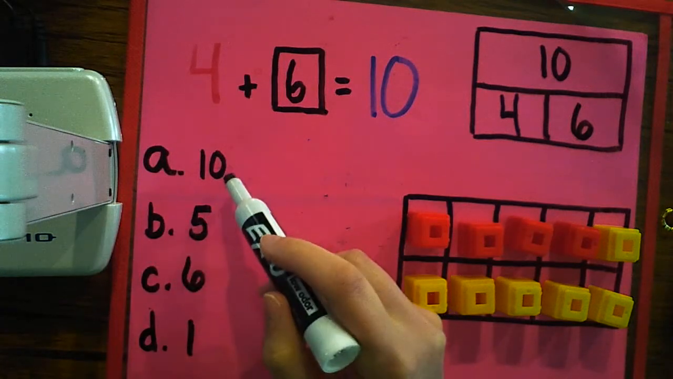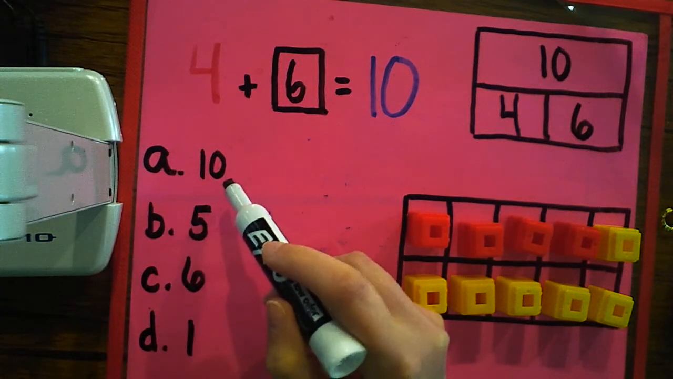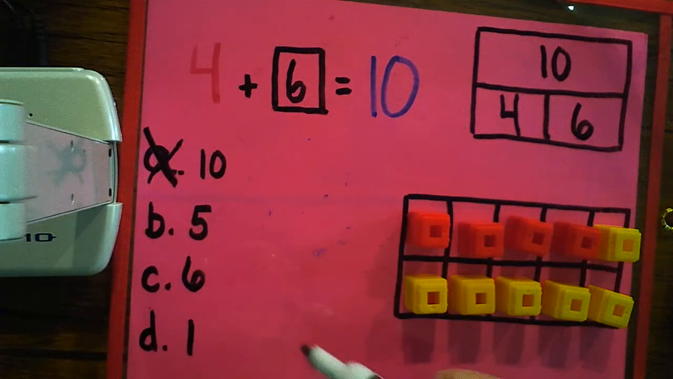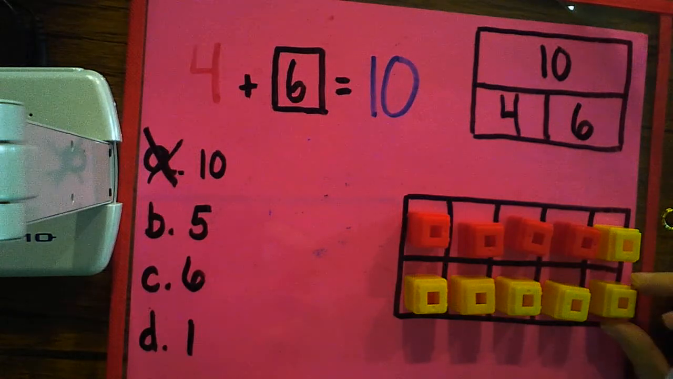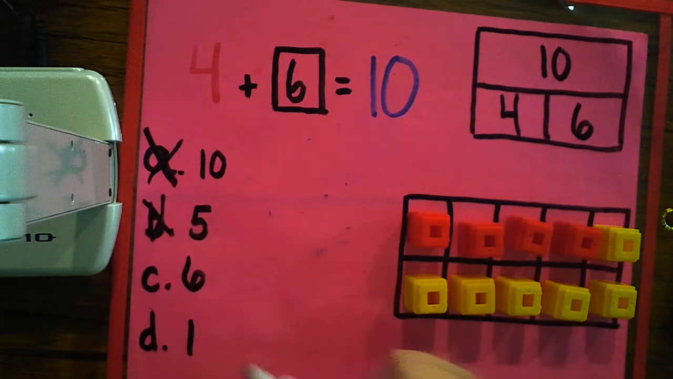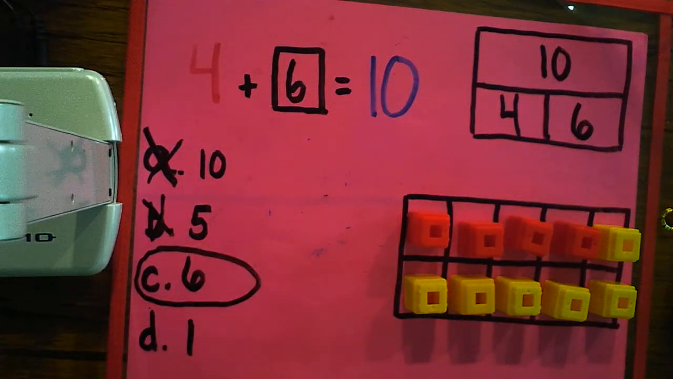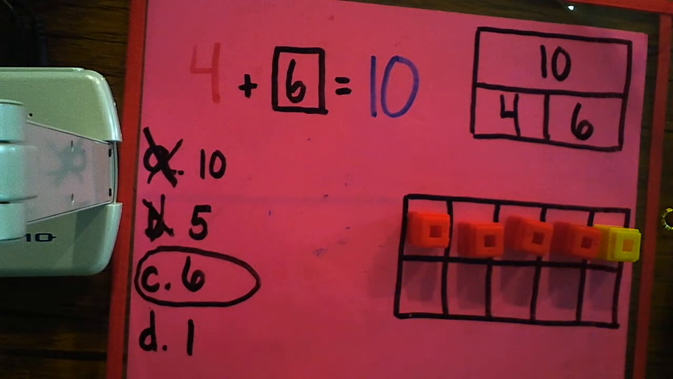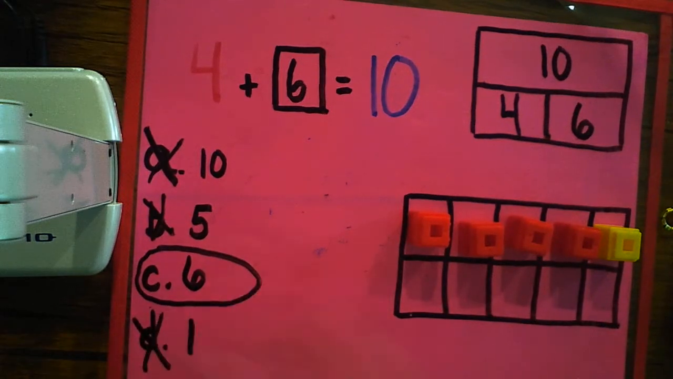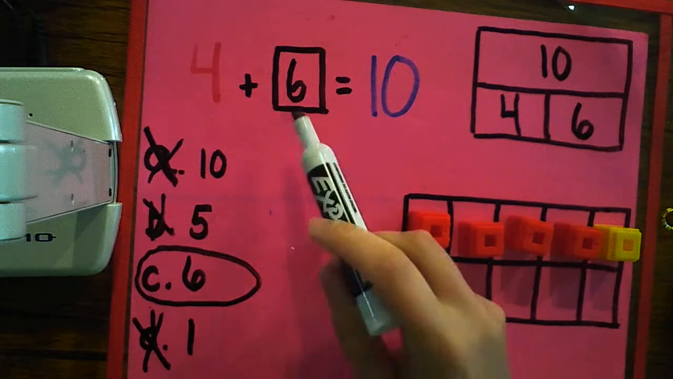So the answer is A, 10? No, that's my whole. Can't be A. B, 5? Well, if I added 5 cubes, I'd only make 9. Nope. C, 6? Yes, ma'am. And D, 1? Well, if I only added 1 cube to the part I know, 4 cubes plus 1, that would only make 4, 5. So that can't be right. So I'm sure that my answer is C. The missing part is 6.